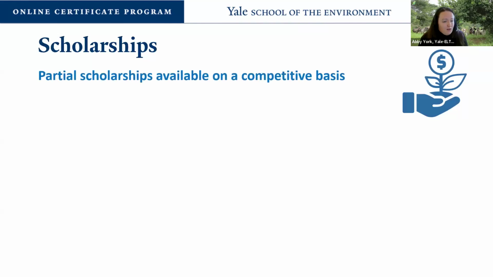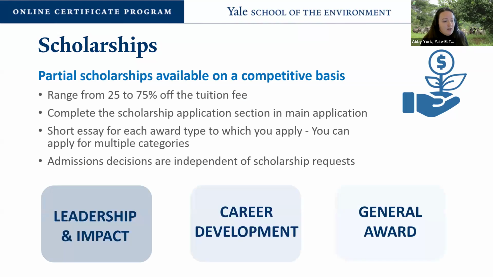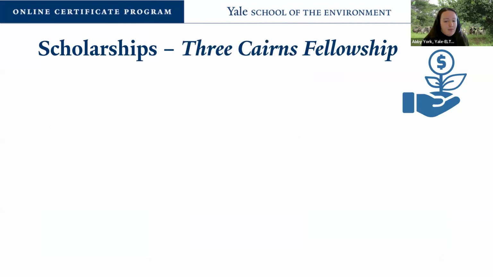So we do have scholarships available, as I mentioned. Starting off, we have our partial scholarships. These are all available on a competitive basis. They range from 25 to 75% off of your tuition fee. Please complete the scholarship application in the main application in order to be considered for these scholarships. This requires a short essay for each award type. You can see below the Leadership and Impact, Career Development, and General Award. And admission decisions are independent of scholarship requests.